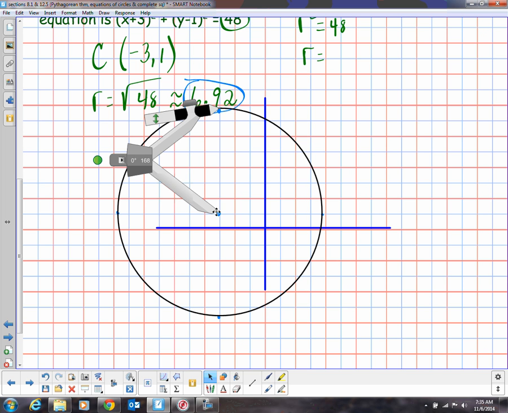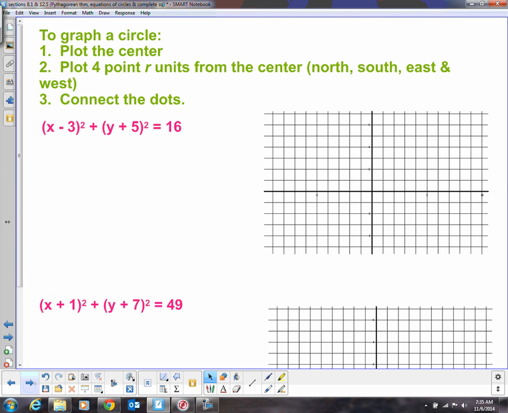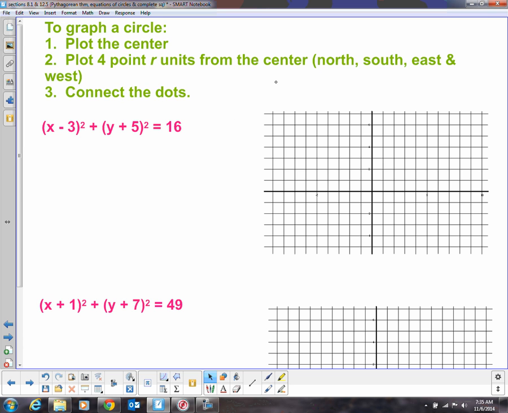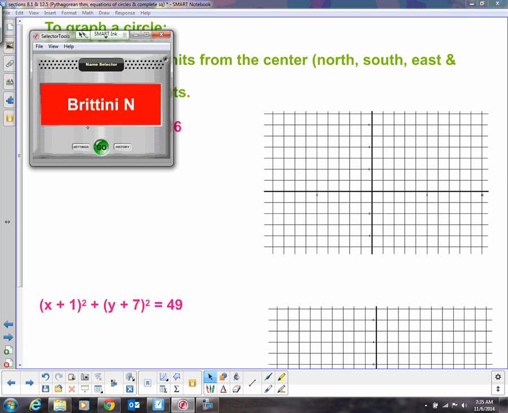If you're using a compass, you literally could get one of these done, and if you're not using a compass and you're doing it by hand, you need all 4. And even then, it's not going to be very pretty. All right, so we just talked about graphing a circle. You're going to plot the center. You're going to plot 4 points, r units from the center, north, south, east, west, and you're going to connect the dots.